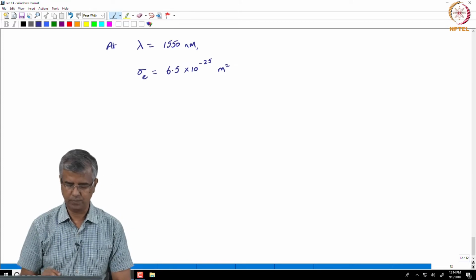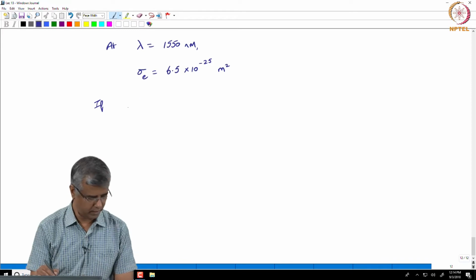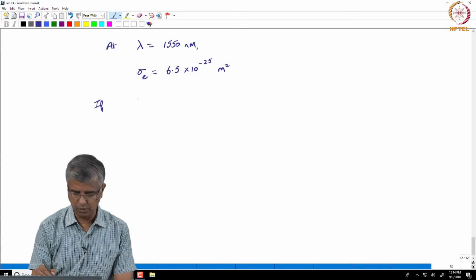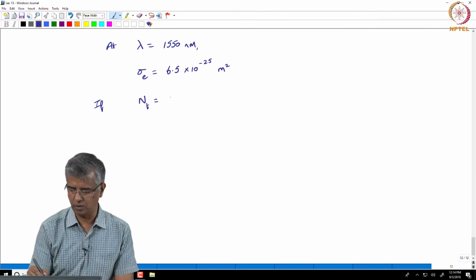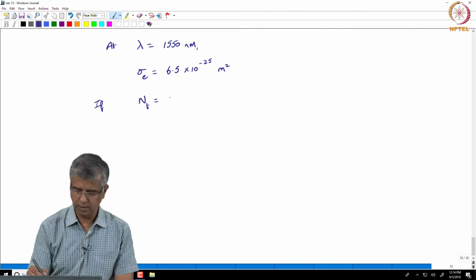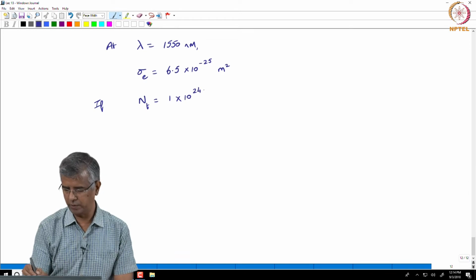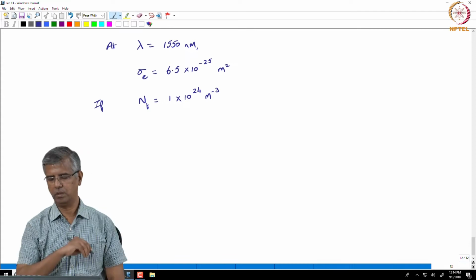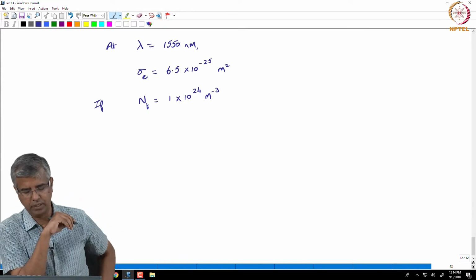And if we are told that the fiber that we have has a uniform doping level, okay, and that doping density is given by 1 into 10 power 24 per unit volume, okay, 1 into 10 power 24.